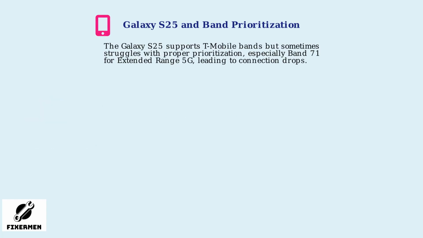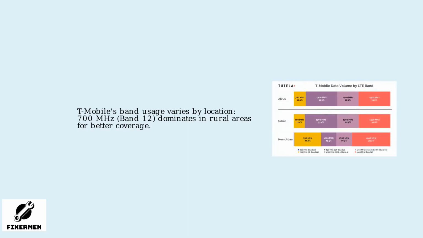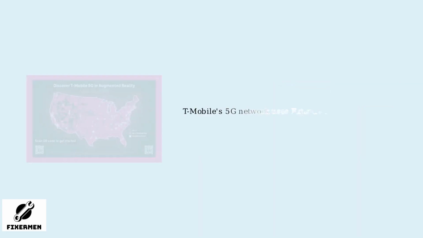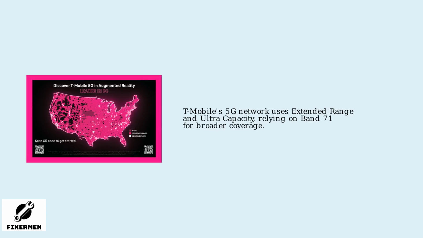The Galaxy S25 supports these bands, but issues arise when the device doesn't prioritize them correctly. For example, it may not properly switch to band 71 for T-Mobile's extended range 5G, causing connection drops during band handoffs. This chart shows T-Mobile's data usage across different bands by location. Band 12 at 700 MHz is heavily used in non-urban areas for its superior coverage range. T-Mobile's 5G coverage map shows extended range and ultra-capacity areas, with band 71 providing the foundation for their nationwide 5G network.